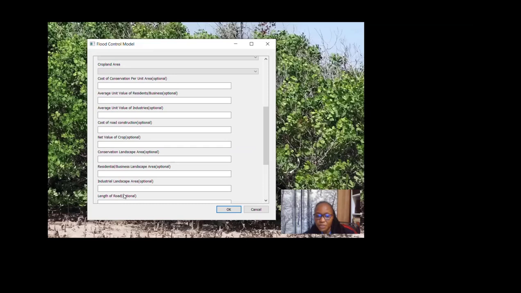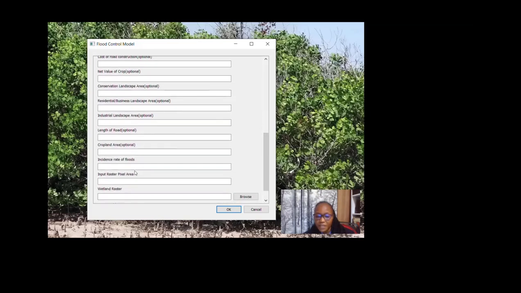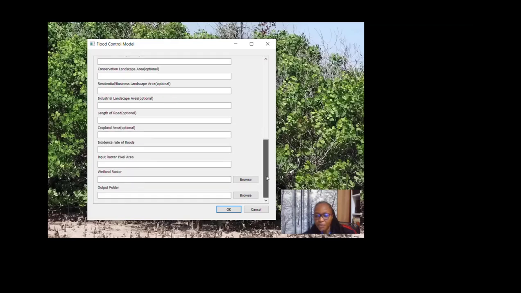Then we input also the conservation landscape areas, the area for the residential, the industries, and the length of the road and the cropland area. And finally, we have the incident rate of floods. Like I said, you should be able to know historically the frequency of the floods in that area. So depending on the frequency, that ratio should be put there, whether it's a 0.01 or a 0.5 or a 0.1, to depict how frequently that area is prone to floods.